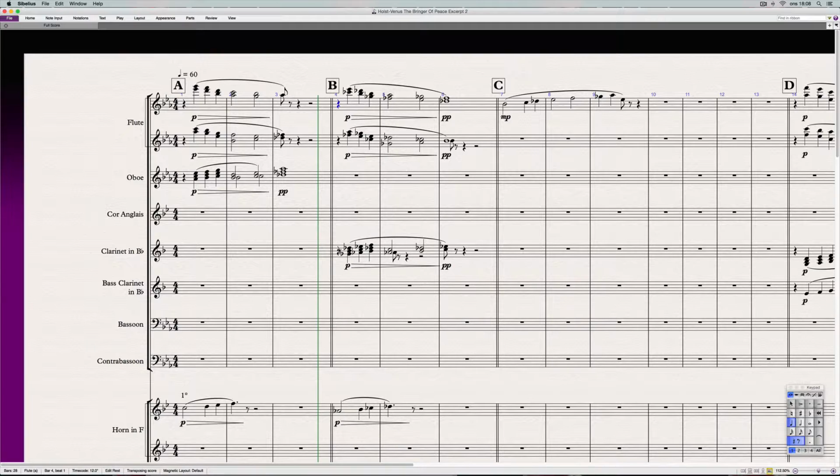So if we just listen to the whole thing first, but try to notice that the clarinets sound a bit softer, I feel, than the oboes. So let's hear it.